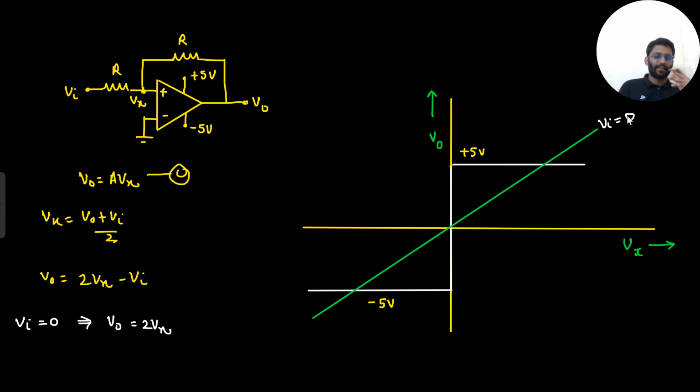Tell me one thing now, where are the graphs cutting? The graphs are cutting at 3 points: plus V sat, minus V sat, and also at 0. So your output can be plus 5, minus 5, or 0 as well. But I am saying your output will not be 0. Why so? Because this is not a stable state.